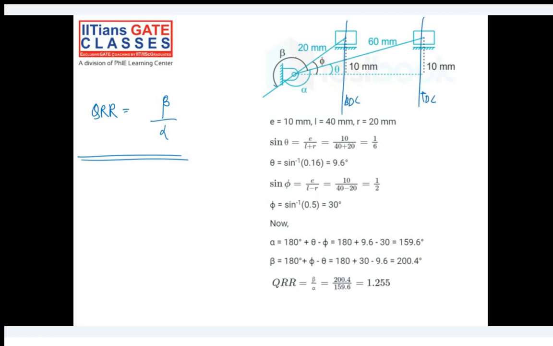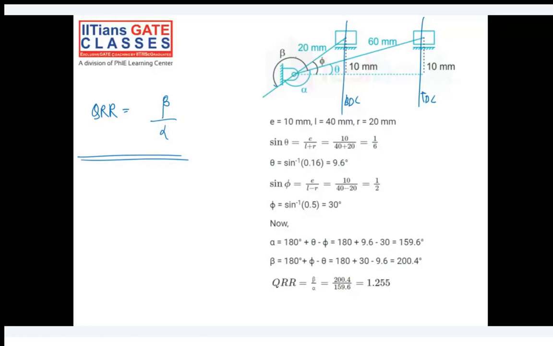So first of all, let's calculate theta and phi. How will you calculate theta? Sine of theta is equal to perpendicular divided by hypotenuse. So this is 10 divided by 60, or 1 by 6. So sine inverse of 1 by 6 is 9.6 degrees.